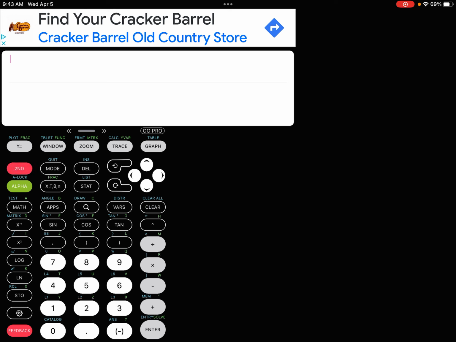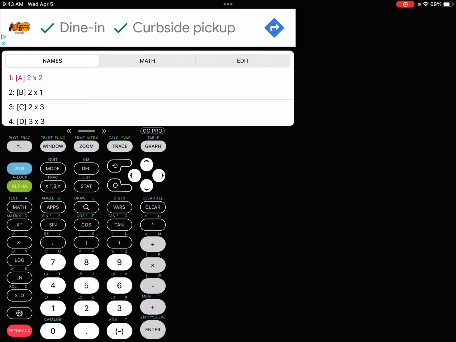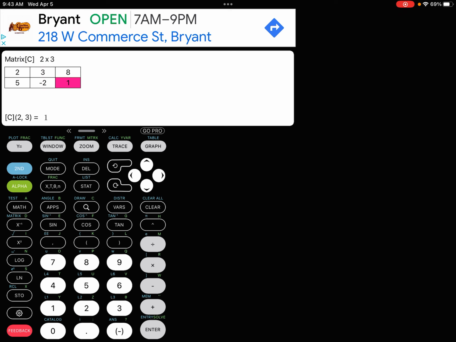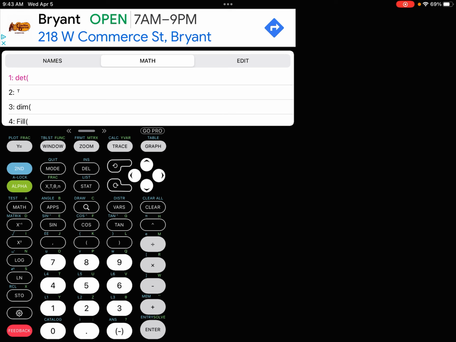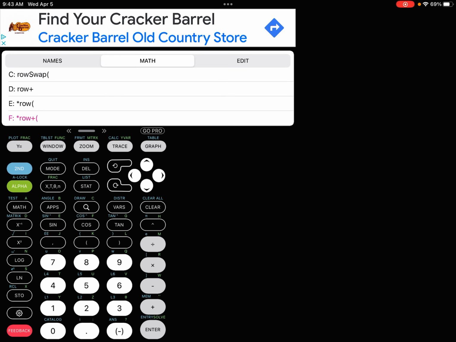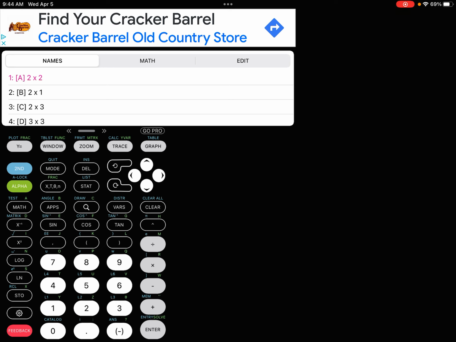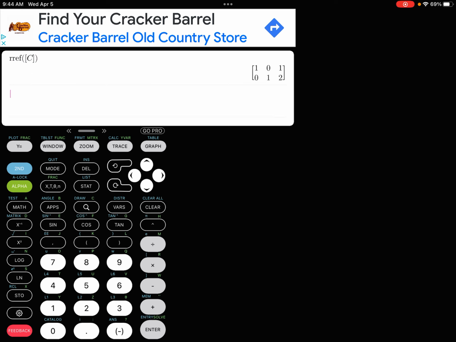Okay, so I do second matrix, and I want to edit, and I have this 2 by 3. There it is right there. 2, 3, 8, 5, negative 2, 1. Now I want to do this. I want to do second matrix, come over here to math, and I want to do RREF. Okay, so let me find, there it is, RREF. Second matrix C, there it is, and enter. And here's what I get.